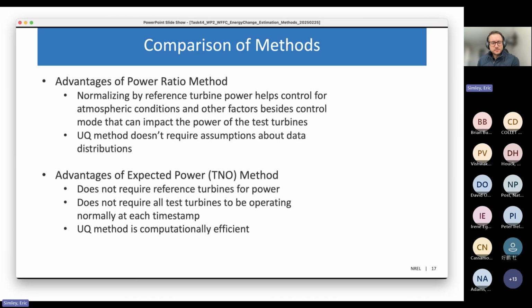And then for the expected power, or TNO method, some advantages are we do not require reference turbines for power. So we don't need to have a set of reference turbines that's always operating normally to use for normalizing the power. It does not require all of the test turbines to be operating normally at each timestamp, which significantly increases the data availability for large wind farms. And then the UQ method is very computationally efficient compared to bootstrapping.